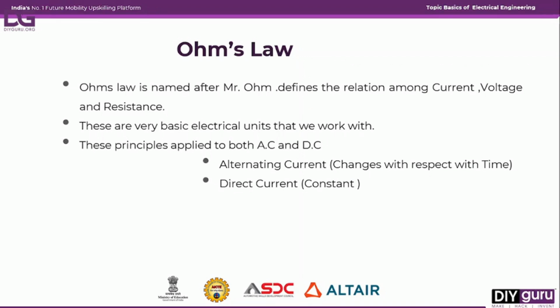Alternating current is alternating in nature, like it changes with respect to time, whereas direct current is fixed or constant throughout the time period. It will not change with respect to time. This is the basic difference between AC and DC. In the later course, you will have a good command on what is AC, what is DC. As of now, just remember AC changes with respect to time, DC is fixed.